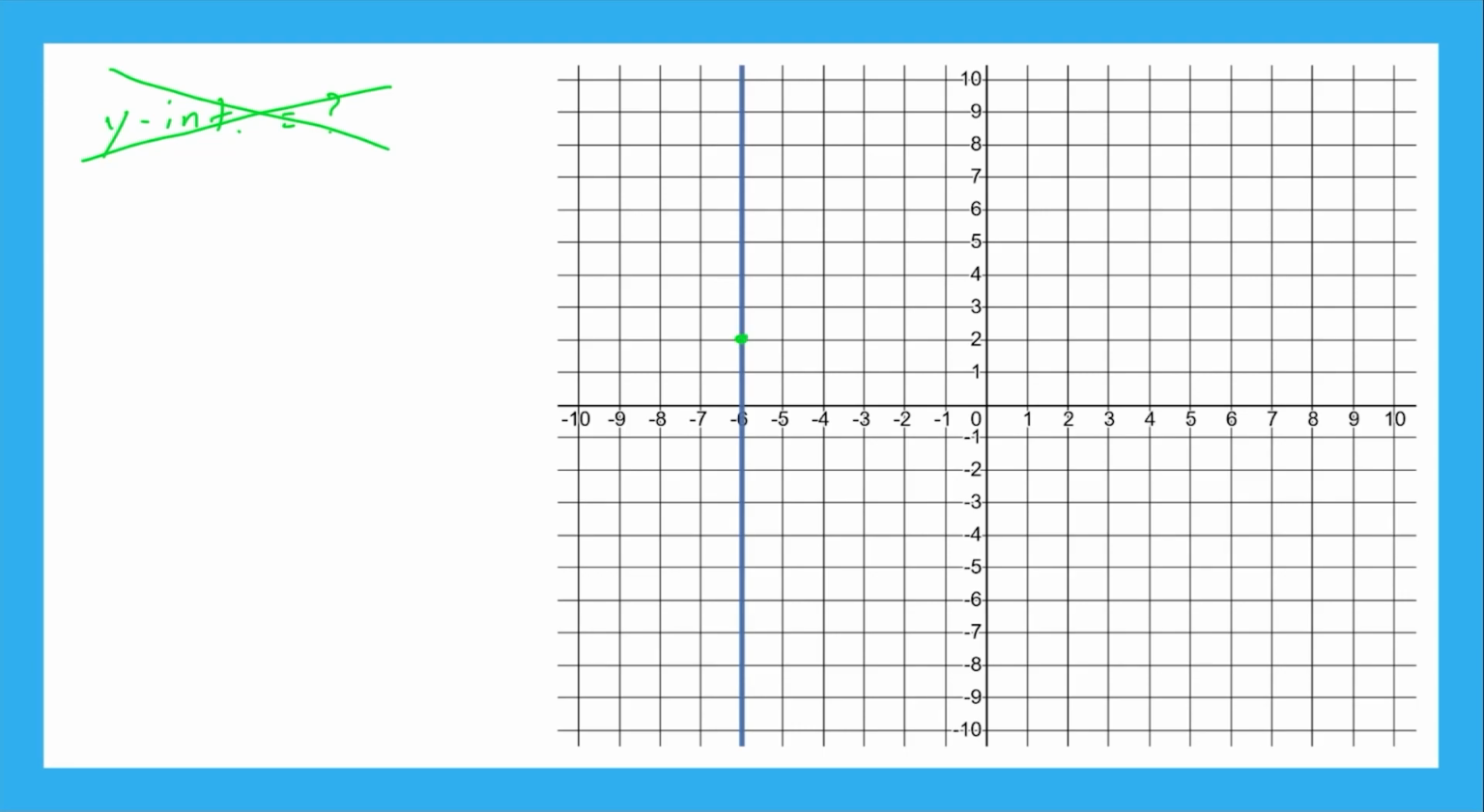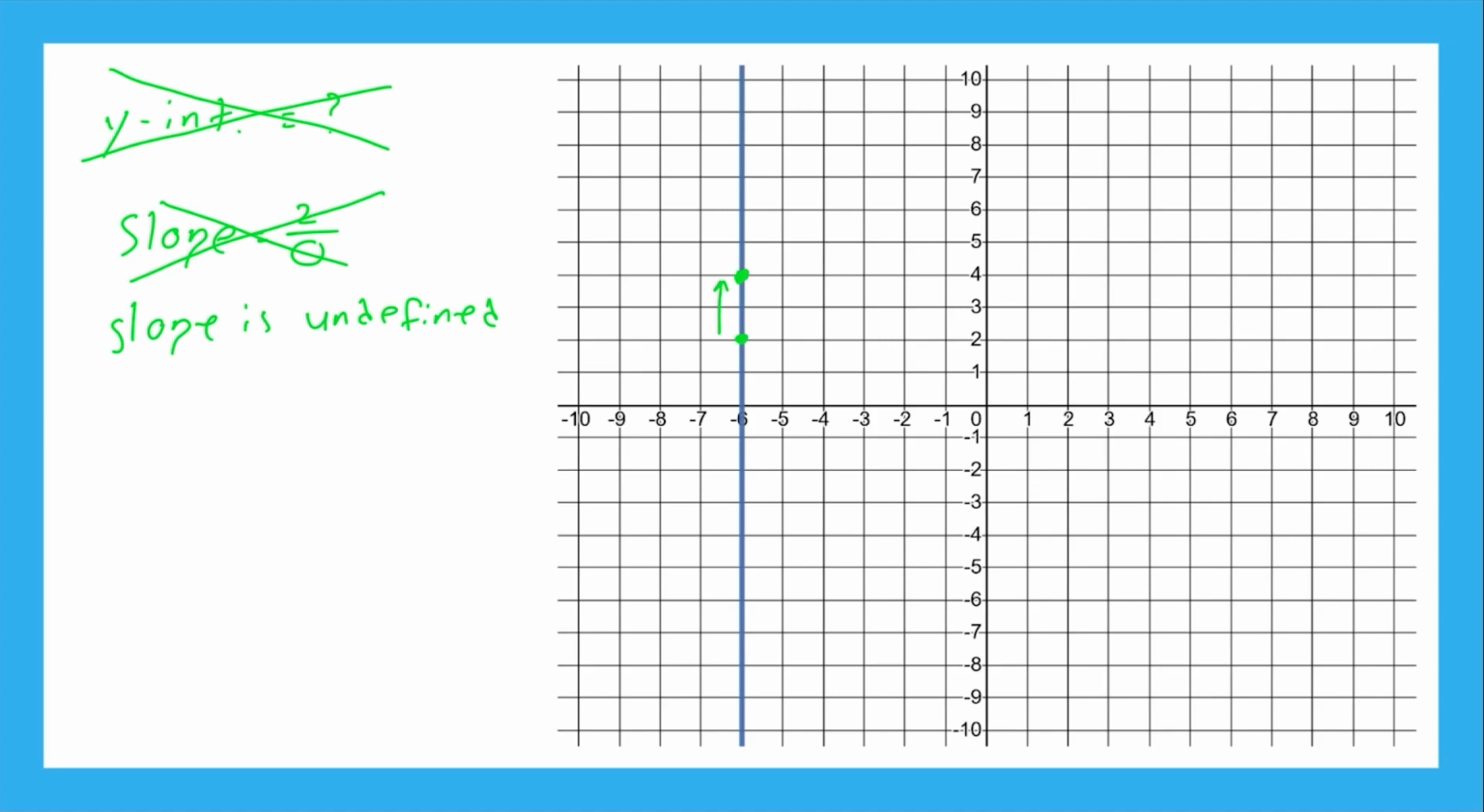So let's find the slope. Between these 2 points, it rises 2, and the run is 0 because it never goes to the side. So the slope is 2 over 0, which is not mathematically valid. You can't divide a number by 0. Do you remember the name for this type of slope? If a line is vertical, so trying to find the slope causes you to divide by 0, this is called undefined. So we've got a line here that has no y-intercept, and that slope is undefined.